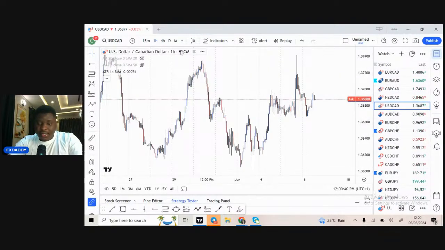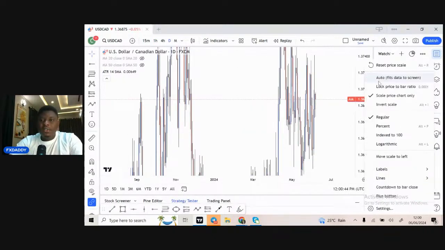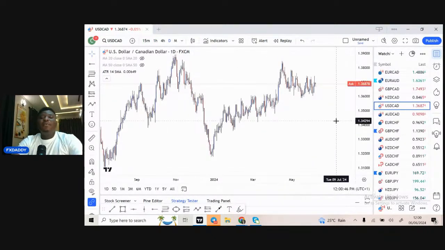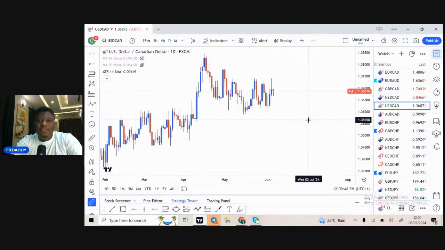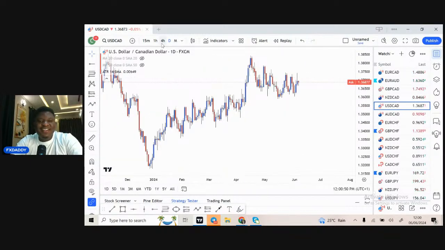Let's check on USD to the card. So from a daily time frame, there's nothing to do. No, I'm not doing anything. Let me teach you guys this one.